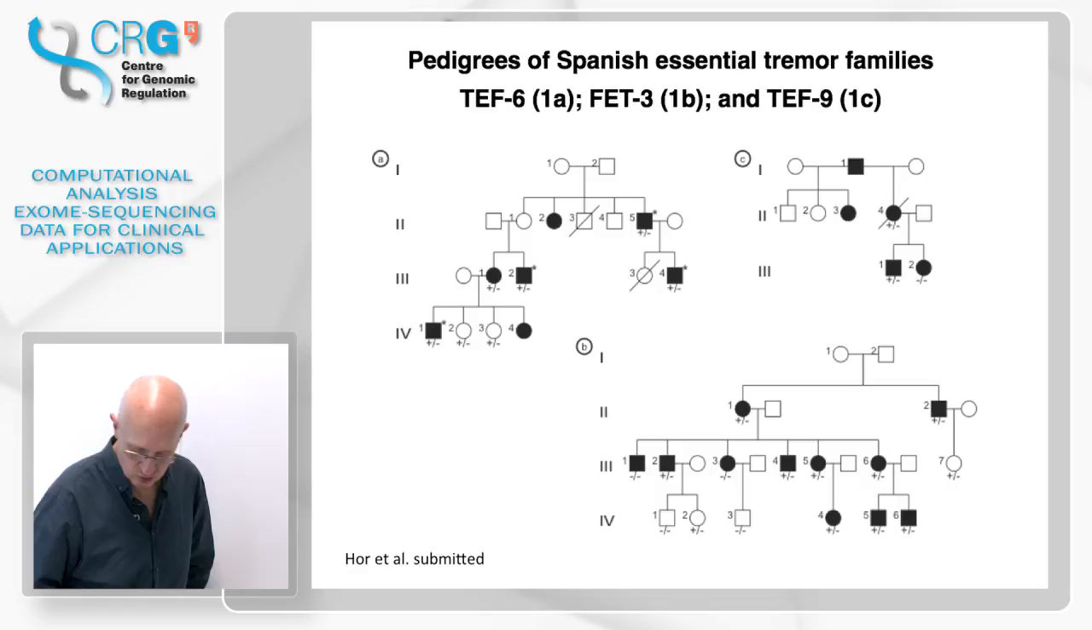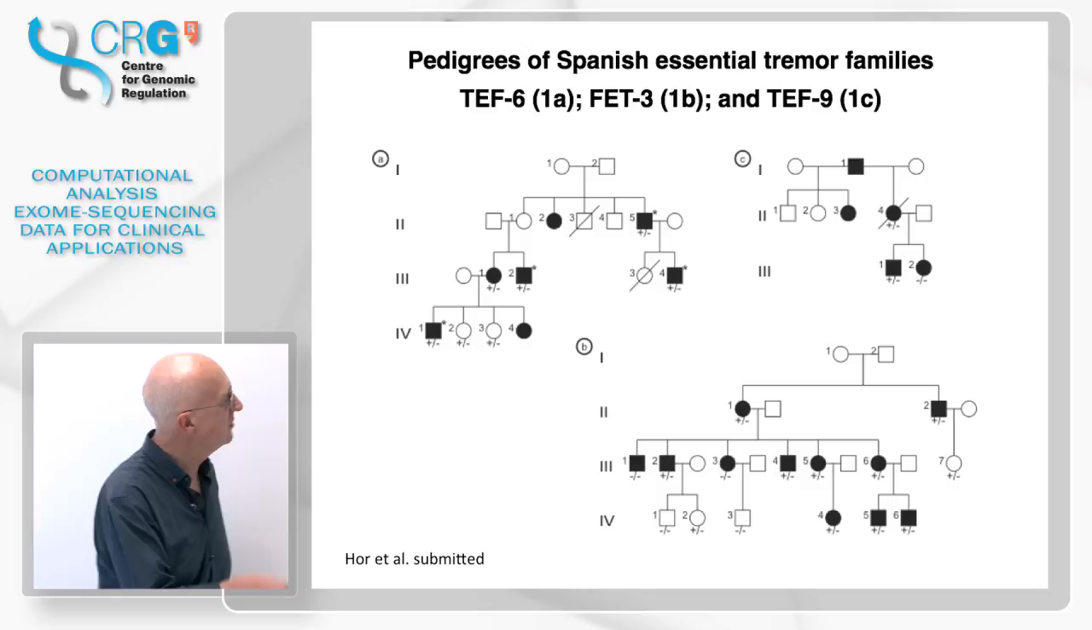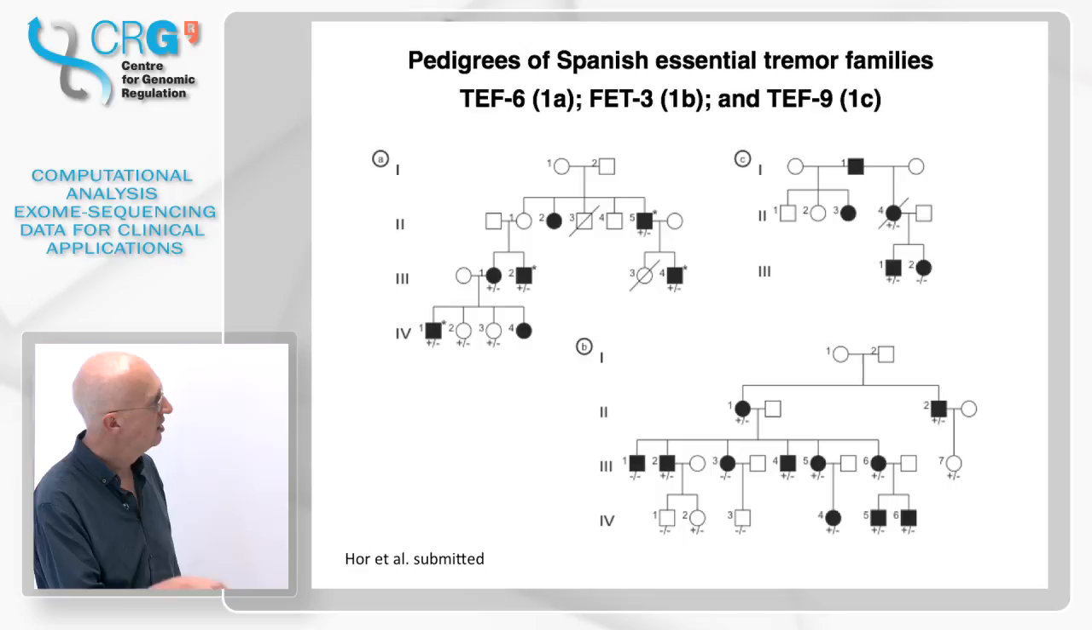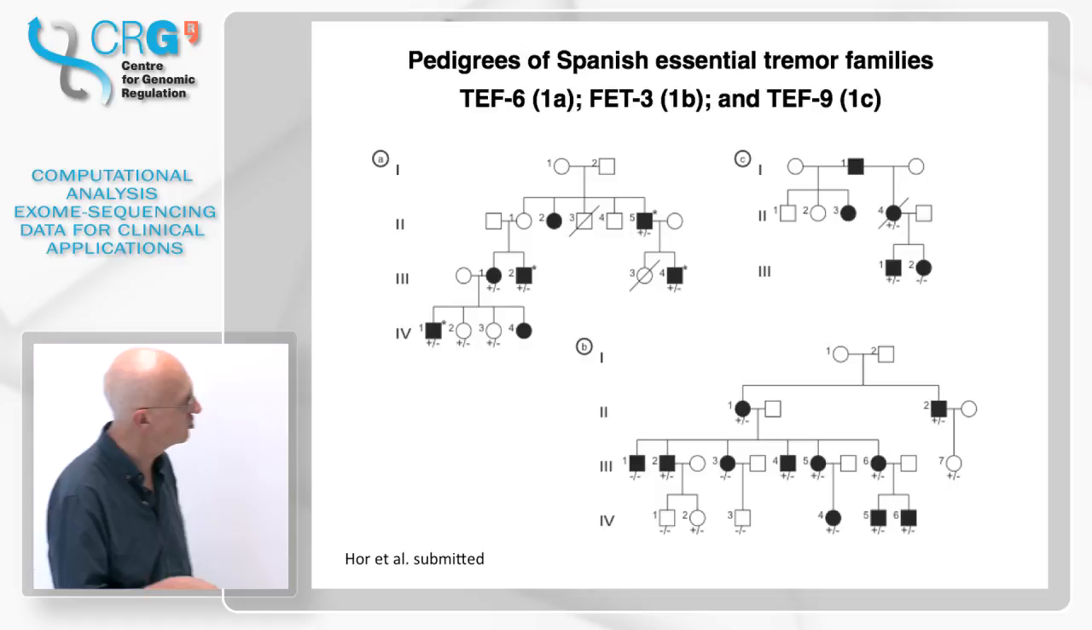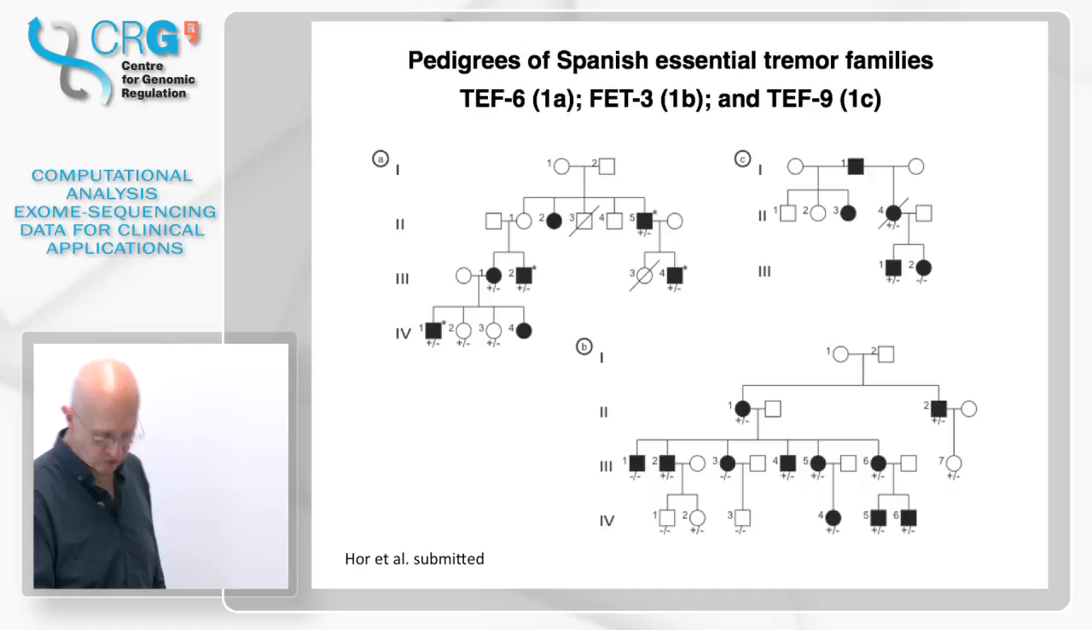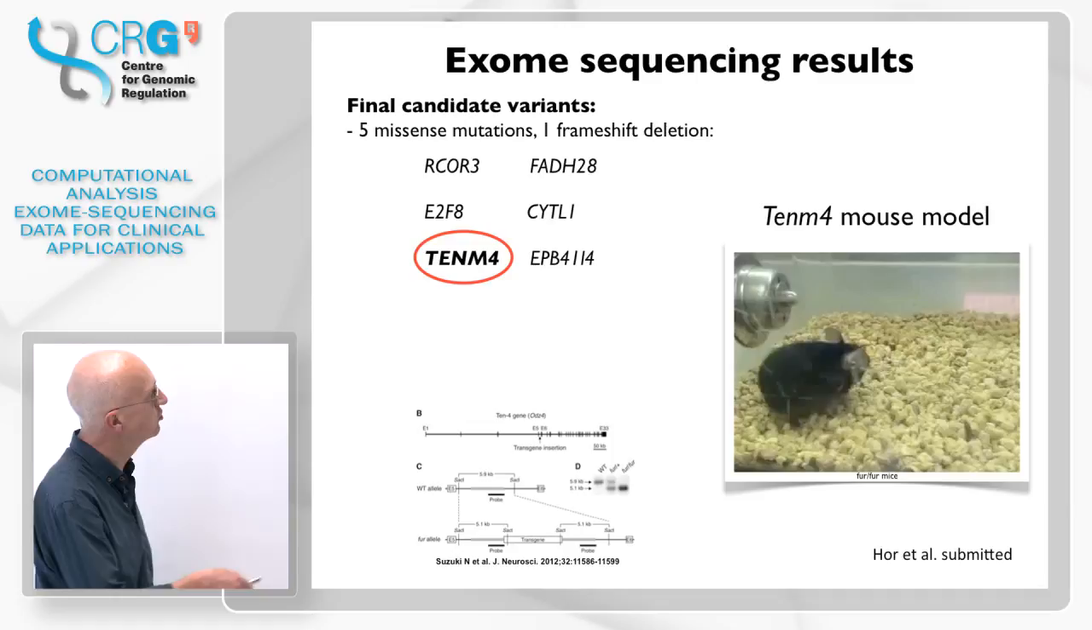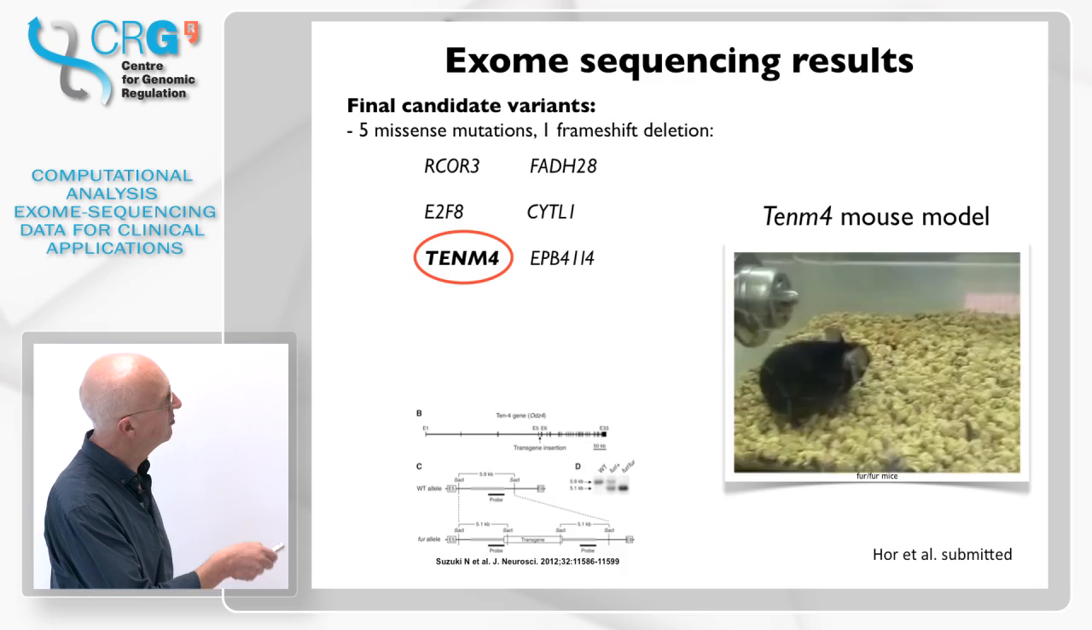In the case of essential tremor, we collected several families from Spain in which several individuals were affected, and we took samples from some of the individuals to perform exome sequencing. After performing that in affected and unaffected individuals, we found several candidate genes. The majority were missense mutations in five, and there was one with a frameshift deletion.